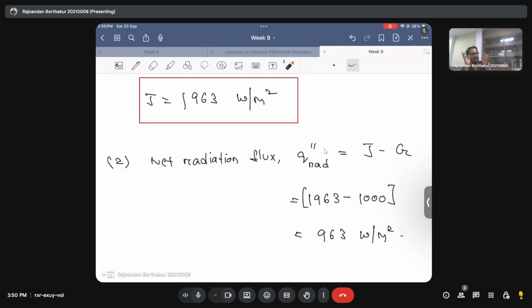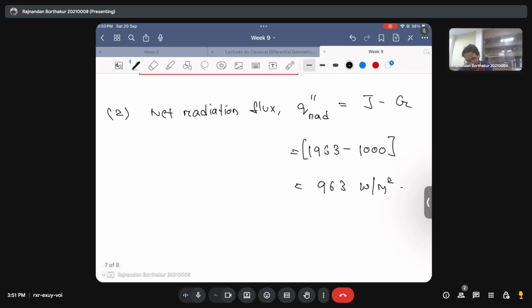Now you can visualize this. Let's say we are considering a third body which is getting radiation that basically leaves from this second body only. Then in that scenario, this net radiation flux that is leaving this body of interest becomes the irradiation of the third body. I hope you can understand.